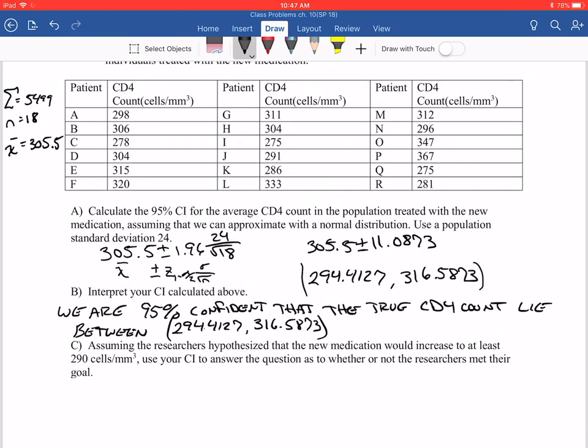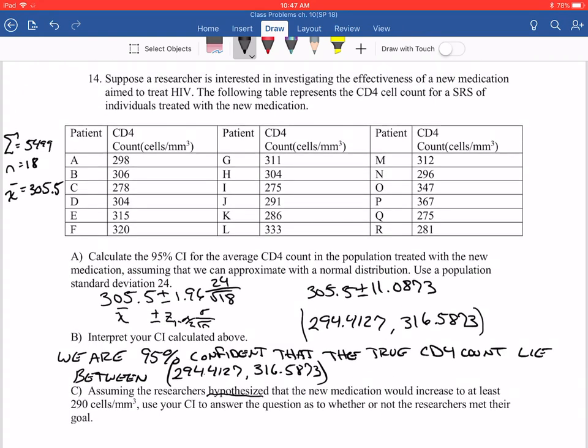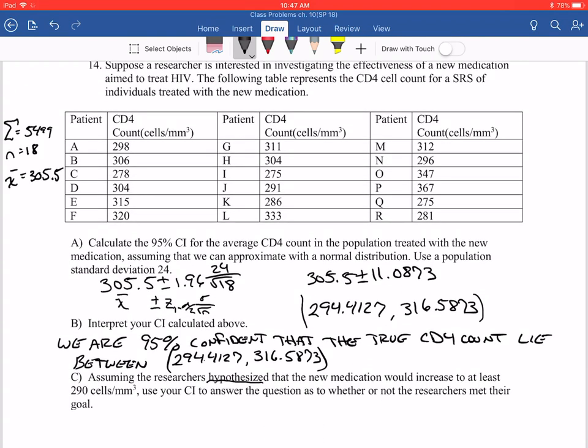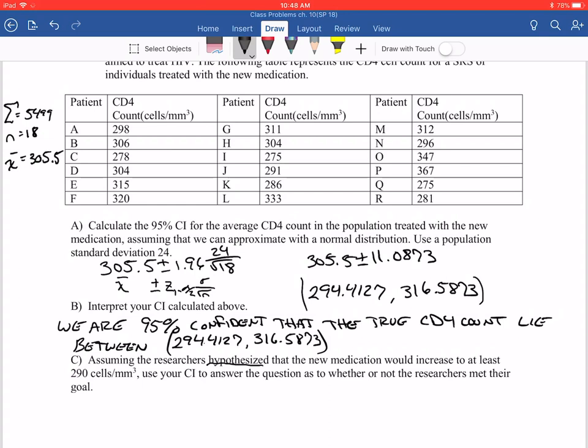So for this, we have to look, right, we hypothesize. So we're going to go back to our hypothesis statement. If you're testing a new HIV drug, and you want to make sure that it would increase to at least 290, well, this is going to be our null hypothesis. Our H naught is mu is equal to 290 cells per cubic milliliter. Our alternative hypothesis, the one we're testing for, is mu is greater than 290, right? We're trying to increase it to over 290 cells per cubic milliliter.